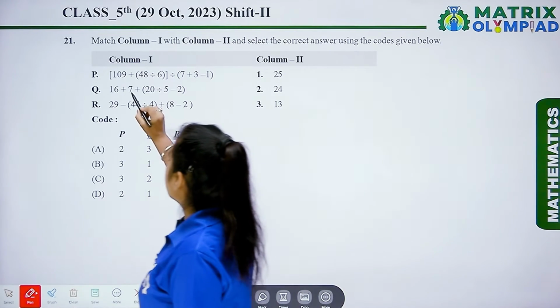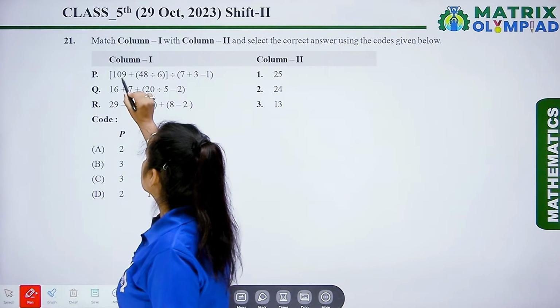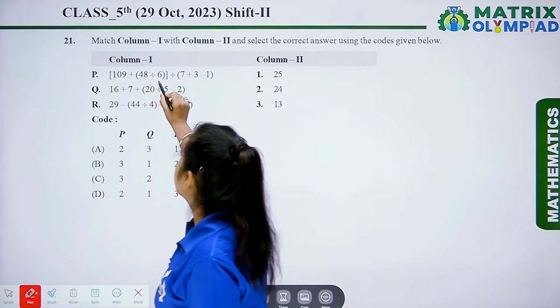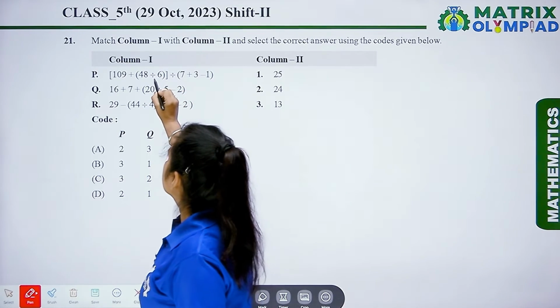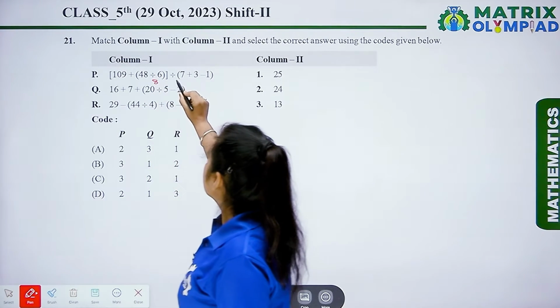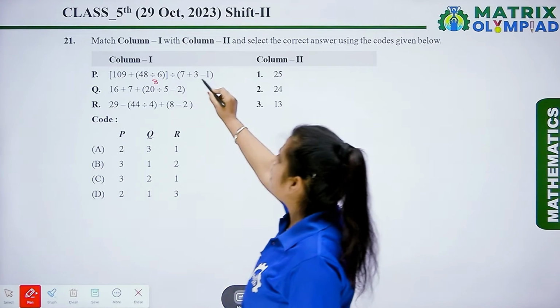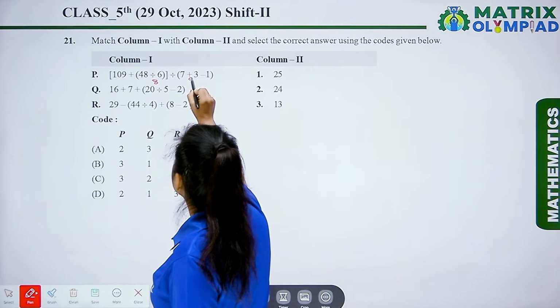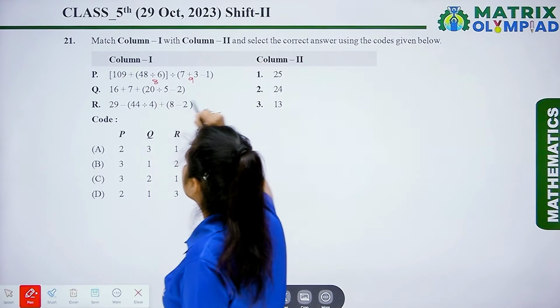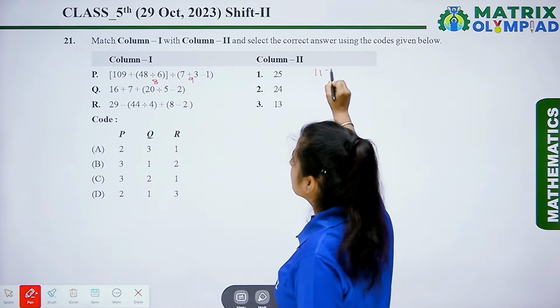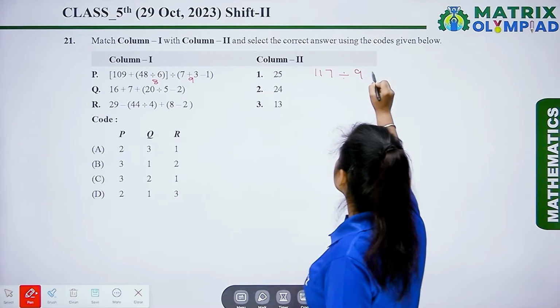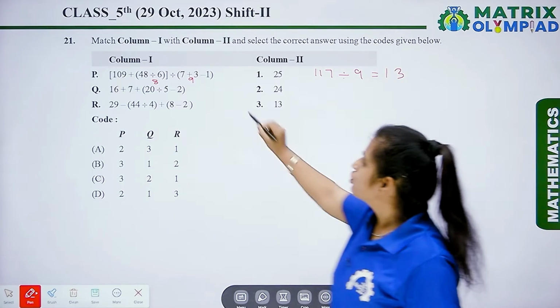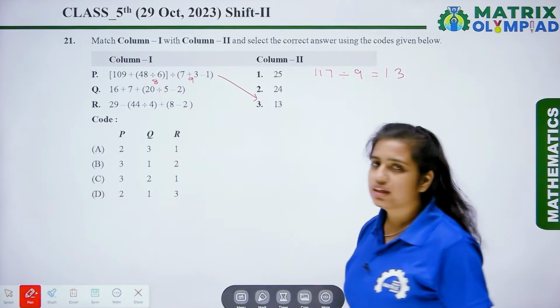Let's solve the first part. P is 109 plus 48 divided by 6. 48 divided by 6 is 8. Divide by 7 plus 3 minus 2. This is 7 plus 2, 9. Here 109 plus 8 is 117. Divide by 9 gives us 13. So here the answer is 13.